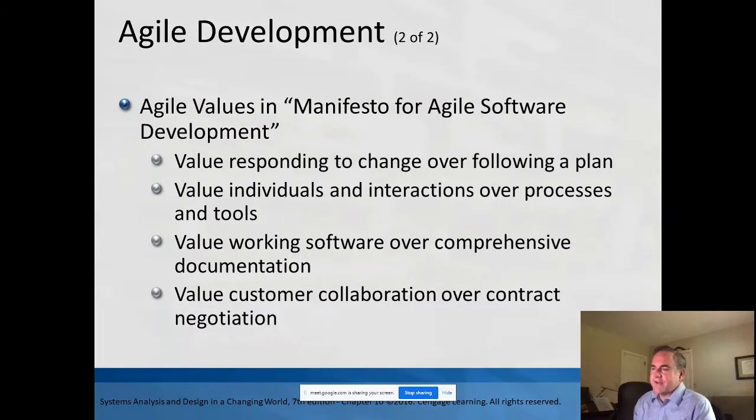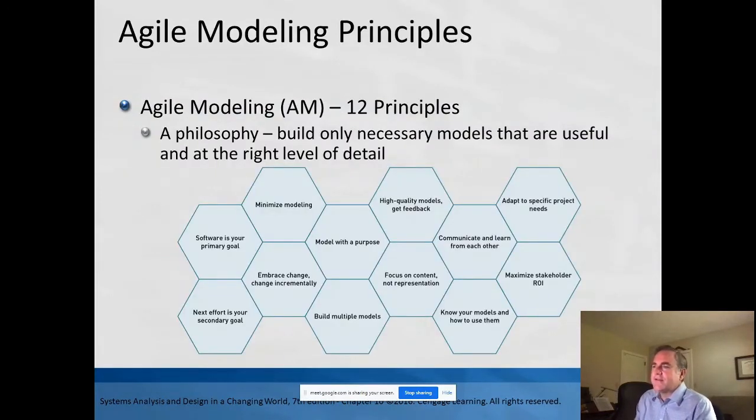And then finally, you should value customer collaboration. So getting the customer involved, and the customer could be someone that you work with even. I say client might be better. So client collaboration over contract negotiation. In other words, have them work with you instead of fighting against them is one of the values for Agile. 12 basic principles.